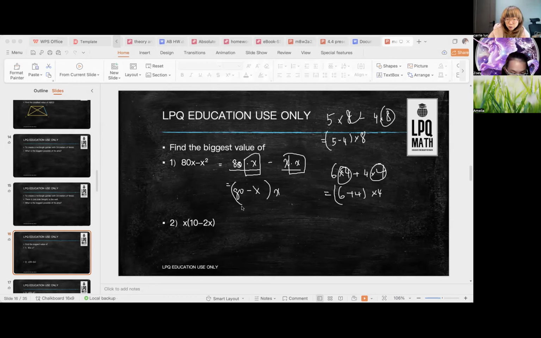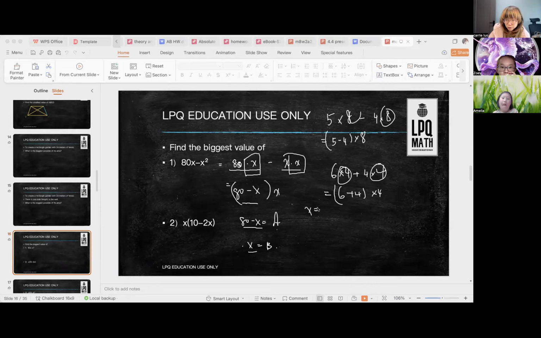Do you understand this part? Okay, so in order to make this one, I can make 80 minus x equals a, and x equals b, right? In order to make a times b the bigger the better, I want to make these two numbers close to each other, correct? Understand, Amelia? So how to do it?